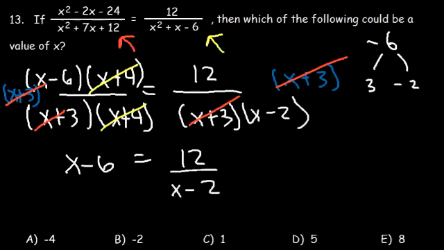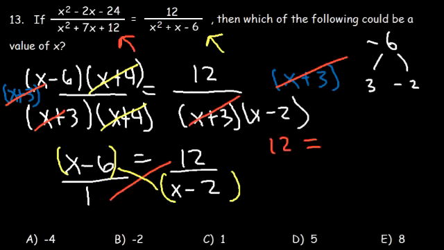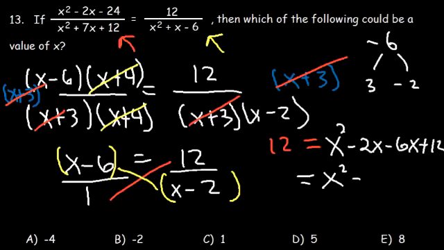So now what we need to do at this point is put this over 1 and cross multiply. So 1 times 12 is 12, and we can FOIL x minus 6 and x minus 2 if we multiply those two. So FOILing x minus 6 and x minus 2 is going to be x squared minus 2x minus 6x, and then 6 times 2 is 12, so plus 12. So at this point, we can combine like terms. Negative 2 and negative 6 is negative 8.